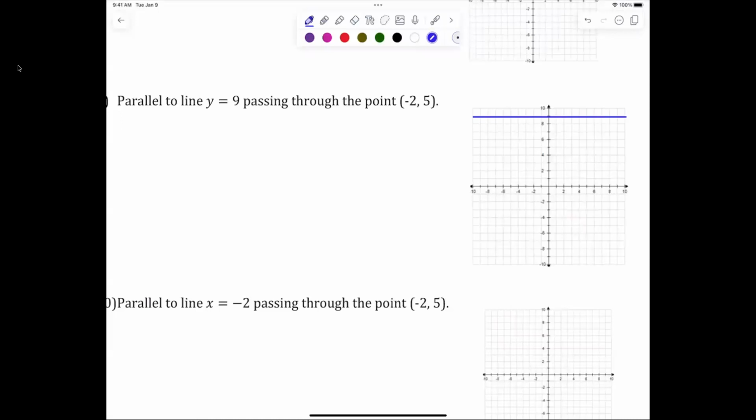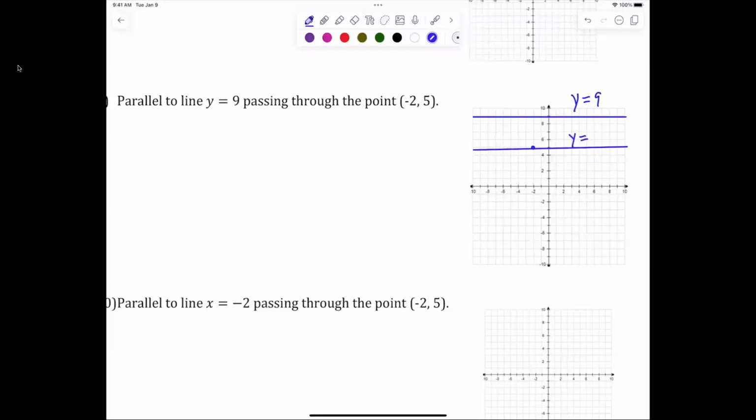Now everybody plot the point -2, 5. Draw the line that is parallel going through that point. If I draw a line that's parallel, it's going to be what kind of line? It's got to be a horizontal line. A horizontal line is going to be parallel to another horizontal line. So I'm drawing this. Is everybody with me? That's another horizontal line. So if this is y equals 9, then this equation must be y equals what?